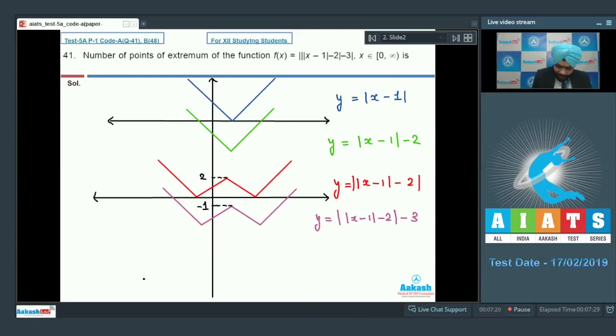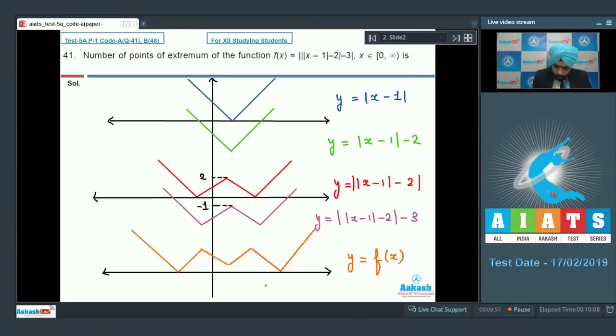For drawing the graph of y equal to f(x), let us take another x-axis. The graph will be entirely positive. The negative part will be taken above, as it was taken from the green graph to the red graph. So finally in orange color I'm going to draw the graph of y equal to f(x), that is modulus of the previous graph. The scale will be different. So this will be the graph. This value is 1, this value is minus 4, this value is minus 1, this value is 3, this value is 6. So we have to figure out the number of points of extremum from closed 0 to infinity.